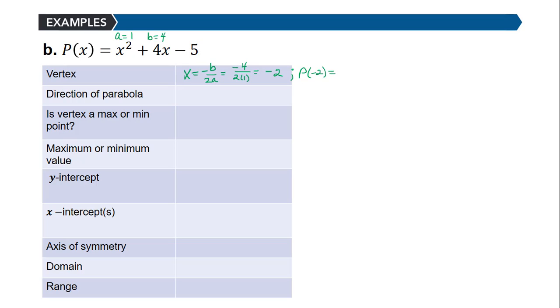of x. P of negative 2 is negative 2 squared plus 4 times negative 2 minus 5. And this gives us 4 minus 8 minus 5, negative 4 minus 5, or negative 9. So our vertex is the ordered pair negative 2, negative 9. The direction of the parabola: the value of a is 1, which is positive, so the parabola will open up.